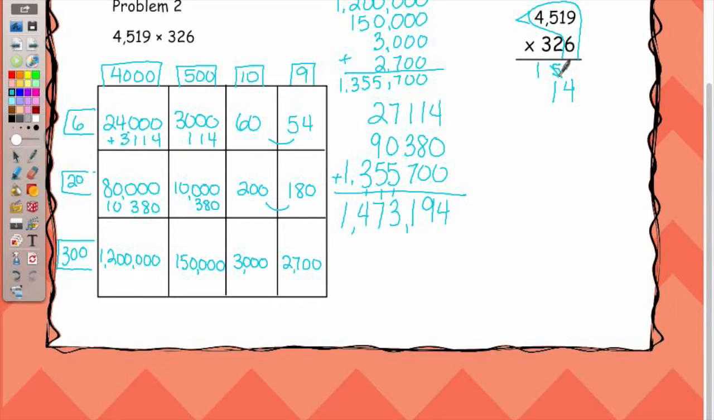Even if you're still working on the area model, move away from it and go to the standard algorithm. 6 times 5 is 30 plus 1, 31. Regroup your 3, cross off your 1. 6 times 4, 24 plus 3, 27. Do I have a match? Yes, ma'am. Thank goodness. Anything times a multiple of 10, add a 0 to the end. Thank you.